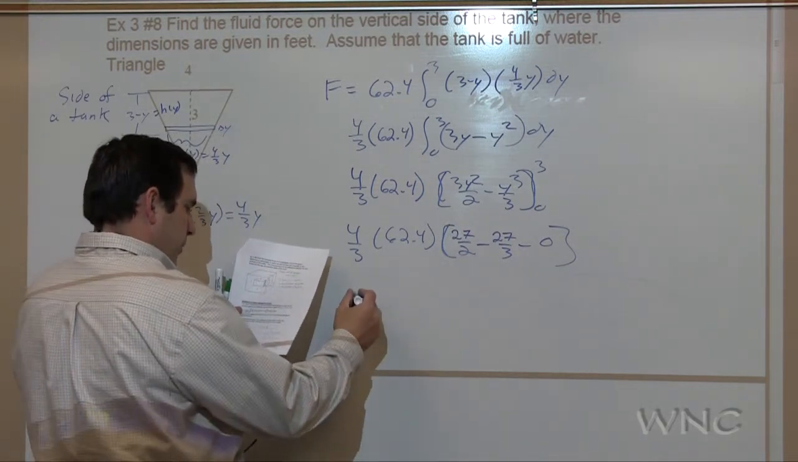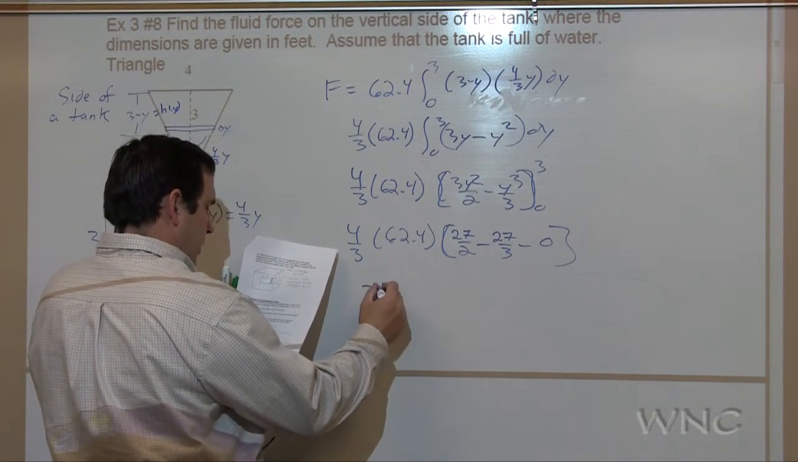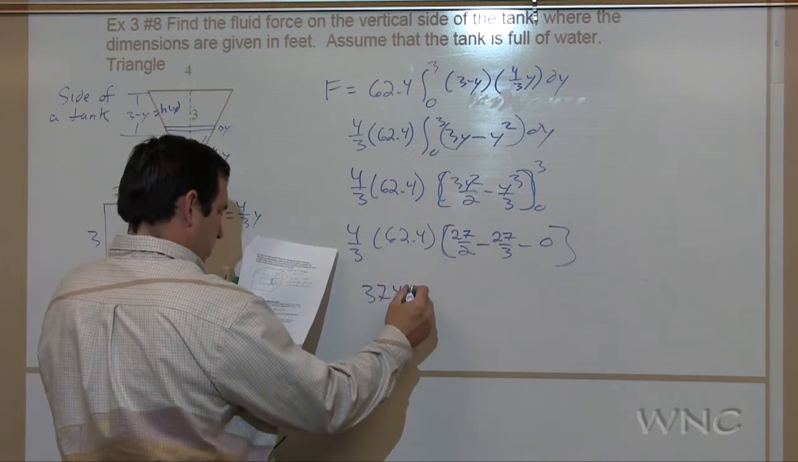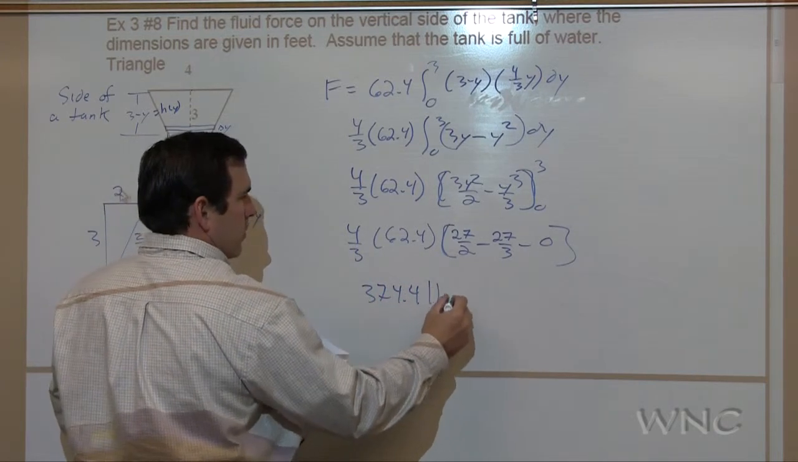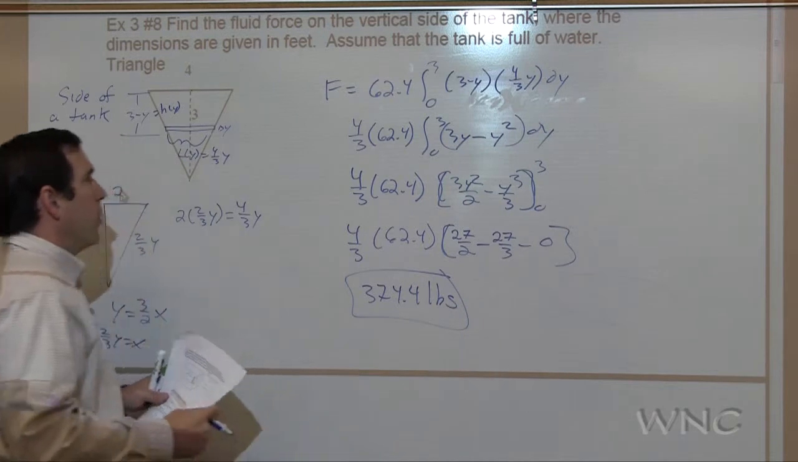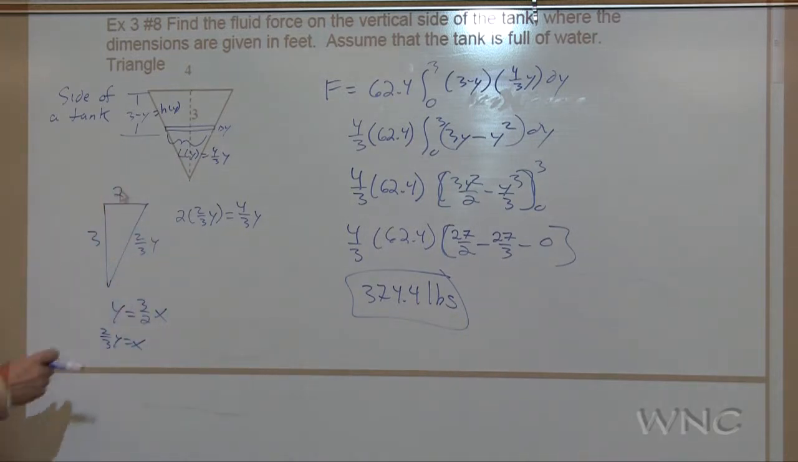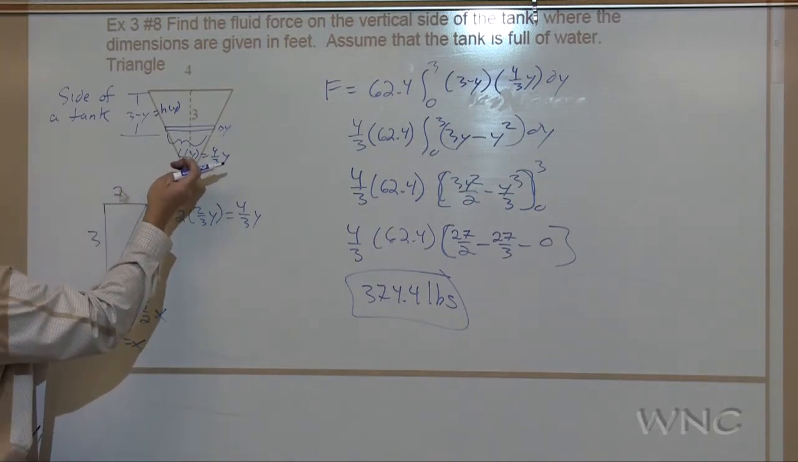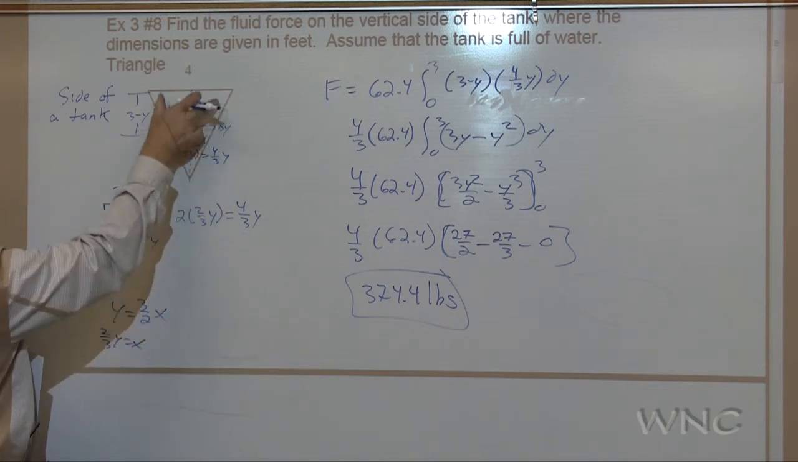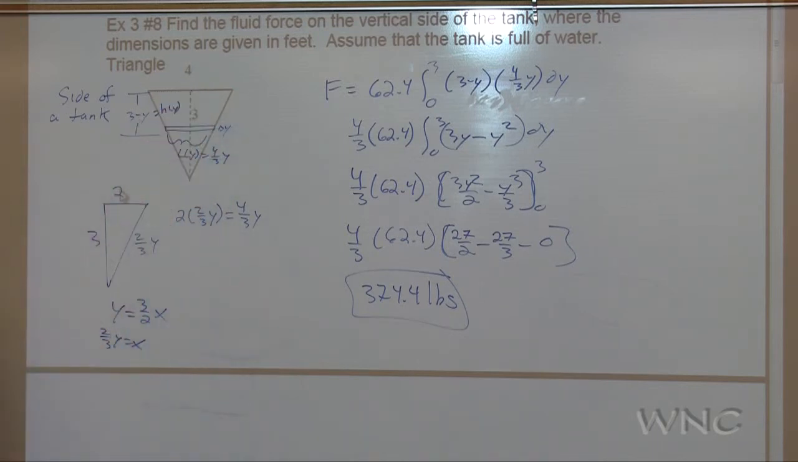You get from that 374.4 pounds. That is the force on this side of the tank. So again, it varies. There's going to be more force down here at any given point, but it's wider up there, but the overall force is 374.4 pounds.